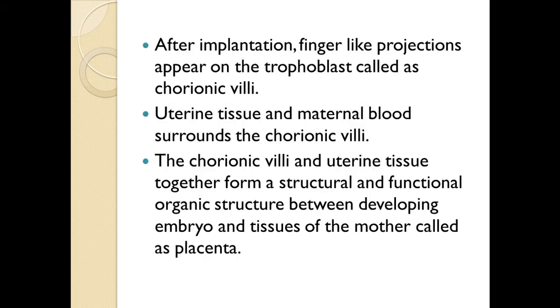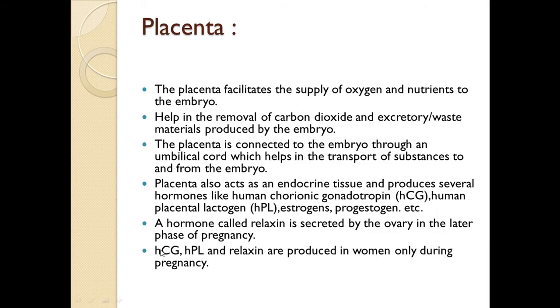After implantation, finger-like projections appear on the trophoblast, called chorionic villi. The uterine tissue and maternal blood surround the chorionic villi. The chorionic villi and the uterine tissue together form a structural and functional organic structure between the developing embryo and the tissues of the mother, called the placenta. This placenta is a very important tissue. It is the connection between the mother and the developing embryo. See, what is the placenta? What are its functions?